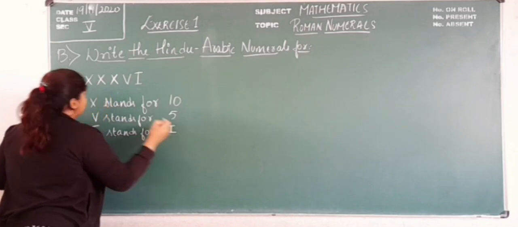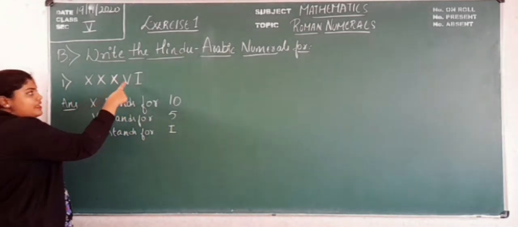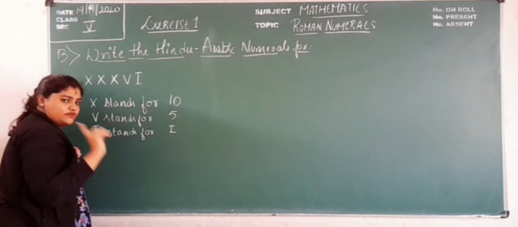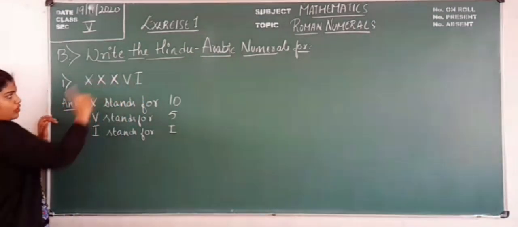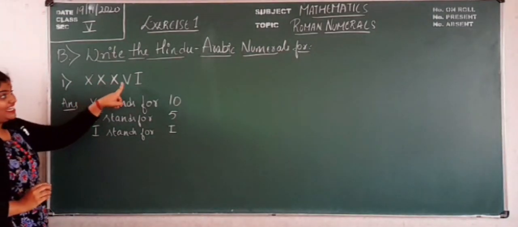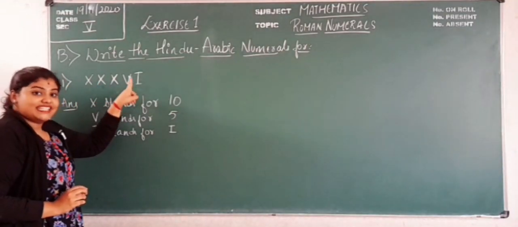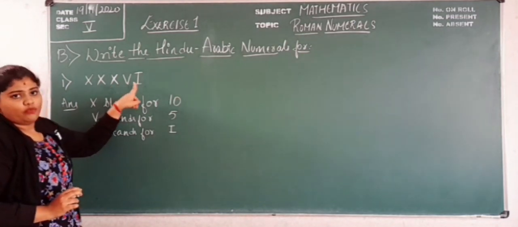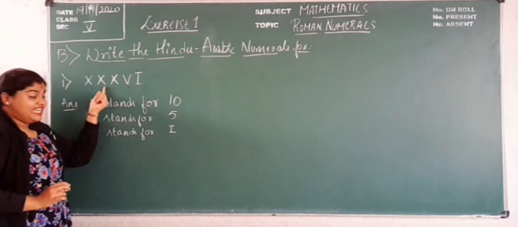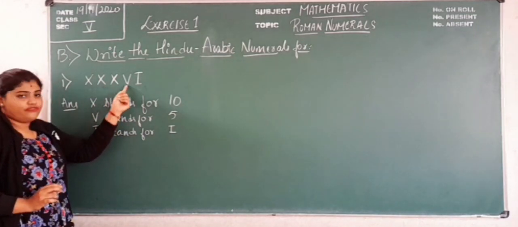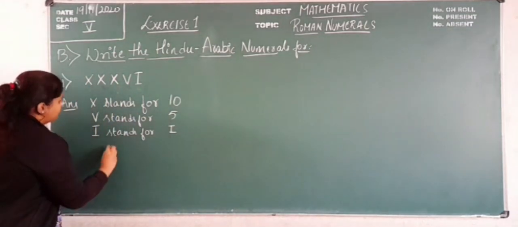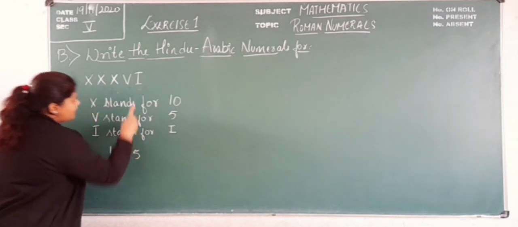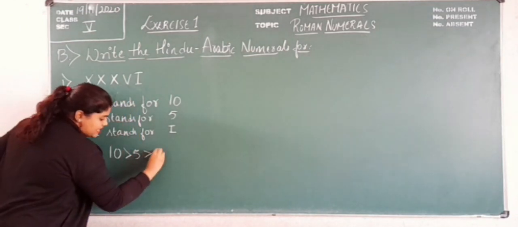1. So X stands for 10. Next we have V. So V stands for 5. Next we have I. So I stands for 1. Now we also know that 10 is greater than 5 and 5 is greater than 1. So here the given numbers are 10, 5, 1. So 10 is greater than 5. Next we have 1 and 5 is greater than 1.